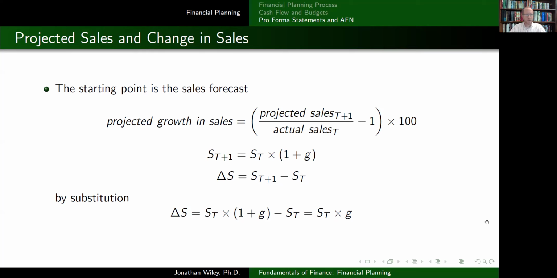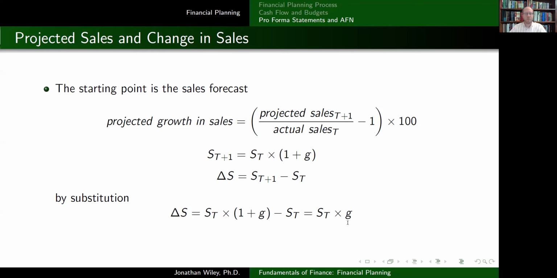Now, an interesting note, and this will come in handy in subsequent videos. If I take my change in sales, S(t+1) is defined up here as S(t) times 1 plus g. If I substitute that S(t) times 1 plus g into the formula for S(t+1), my change in sales is equal to S(t) times 1 plus g minus S(t). If you factor out the S(t), this collapses down to my change in sales being equal to S(t) times the growth rate.